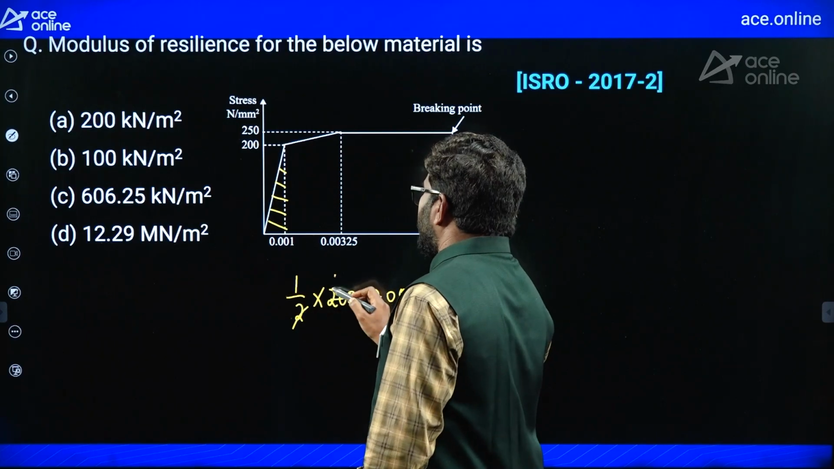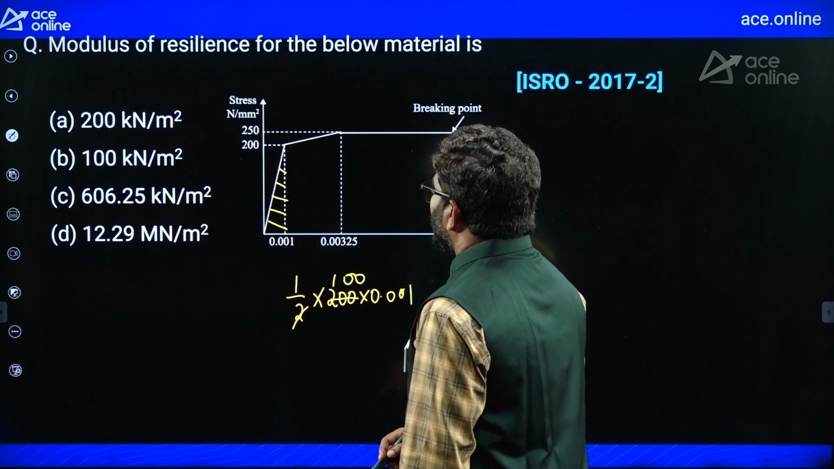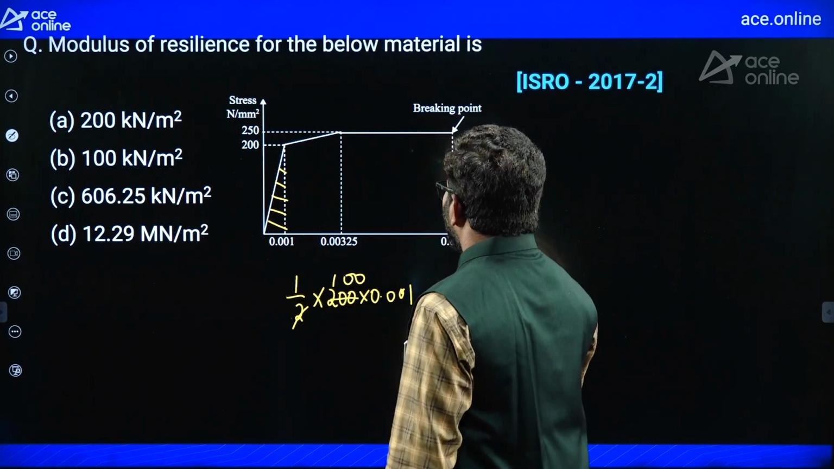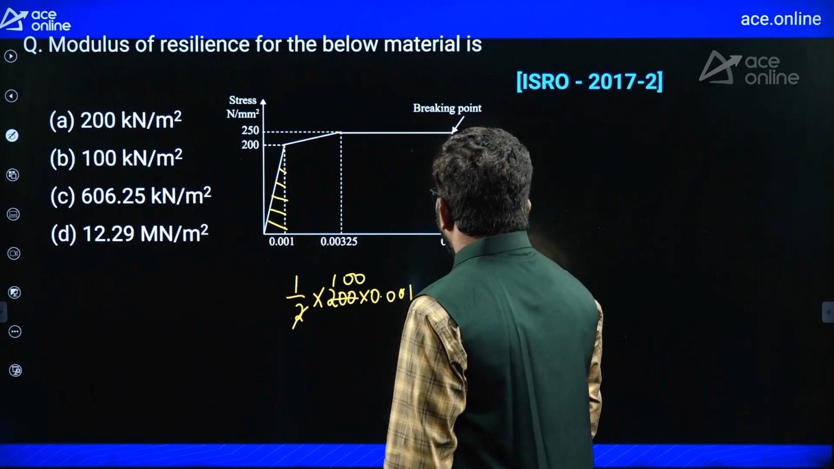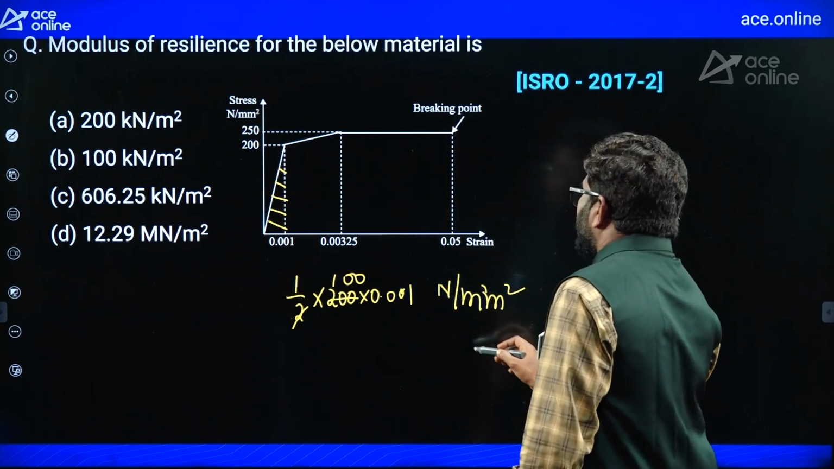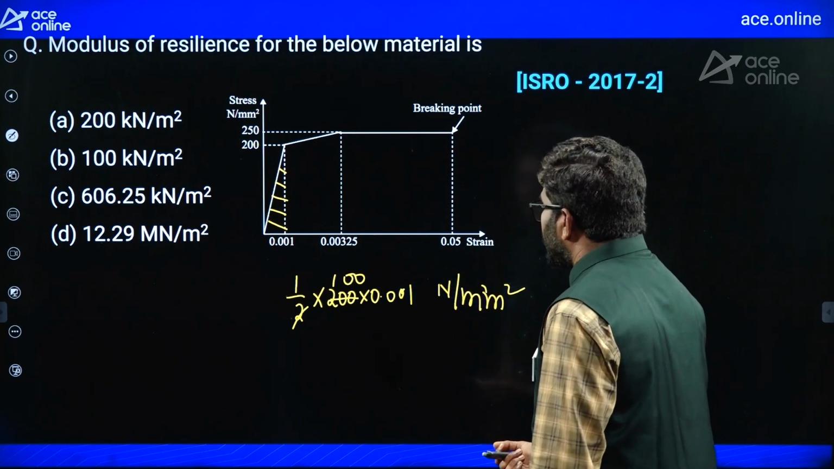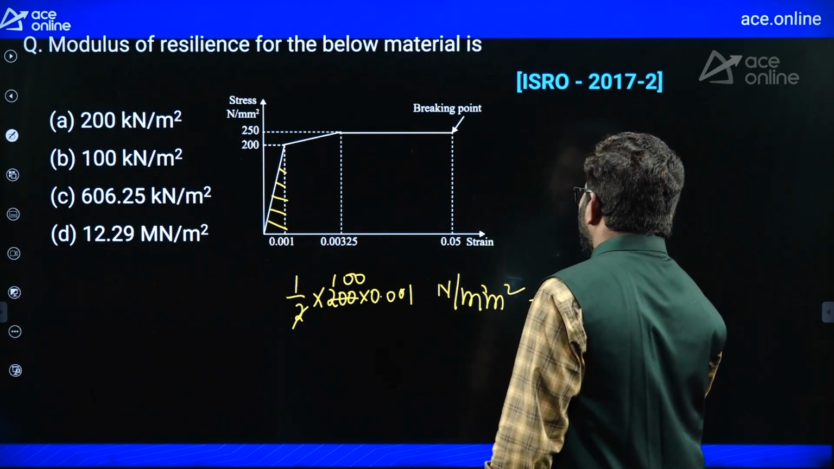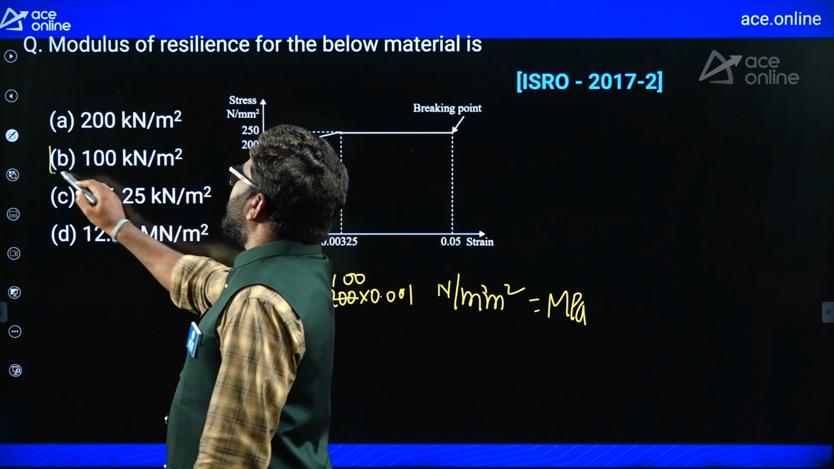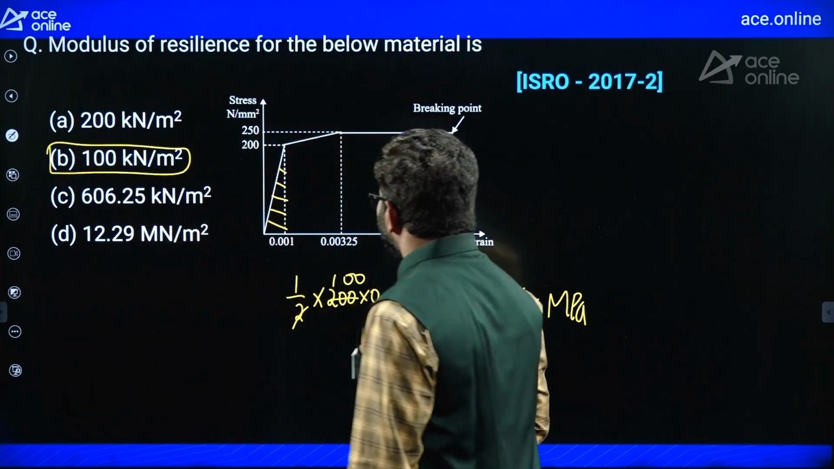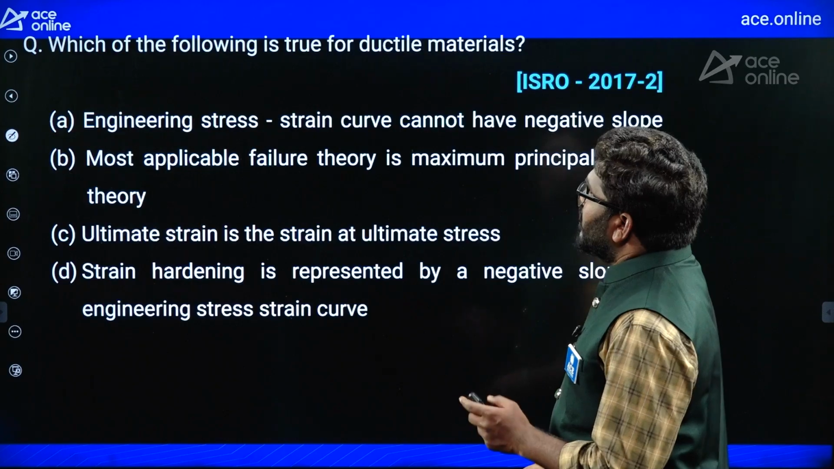So you can take 100 Newton per mm square. That means you can multiply with 10 power 6, you will get Newton per meter square, megapascal it is, megapascal. So no need to do calculation, directly you will get 100, right? B is the correct answer.